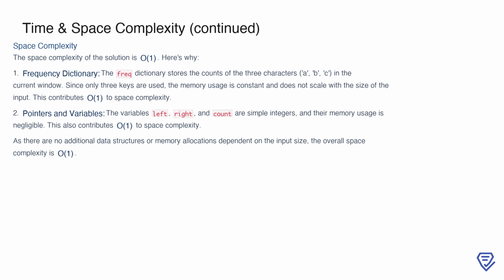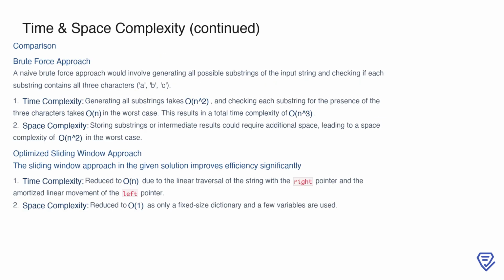To appreciate the efficiency of the sliding window approach, let's compare it to a brute force solution. In a naive approach, we would generate all possible substrings of the input string and check whether each substring contains all 3 characters, a, b, and c. Generating all substrings takes O(n^2) time, and for each substring, checking the presence of the 3 characters would take O(n) in the worst case. This leads to a total time complexity of O(n^3).